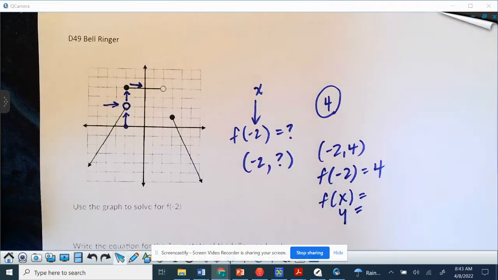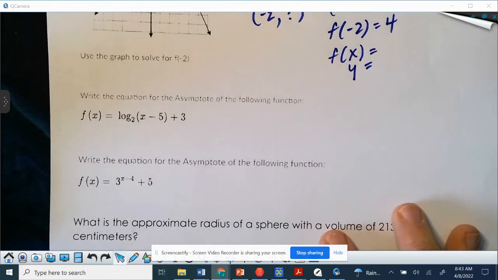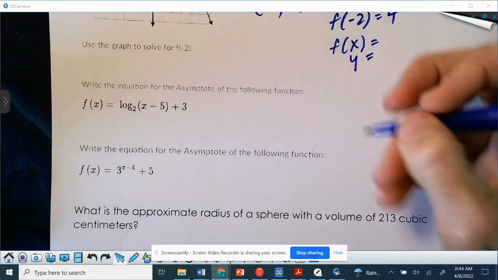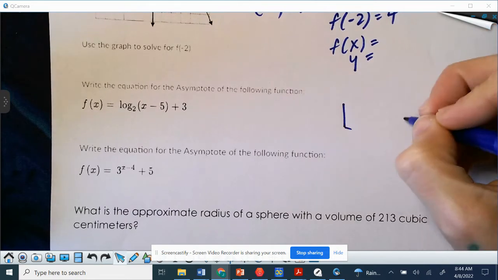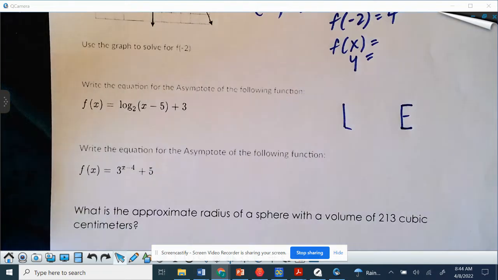All right, so use the graph to solve: write the equation for the asymptote of the following function. So it's a logarithmic function. For asymptotes, the way I remember them is I have an L and then an E for exponential. Your asymptotes are what's going to stop it from going past that line. It's going to get super, super close, so visually it will look like it touches, but it doesn't. It gets so close but does not touch. So it's a parameter for your graph.